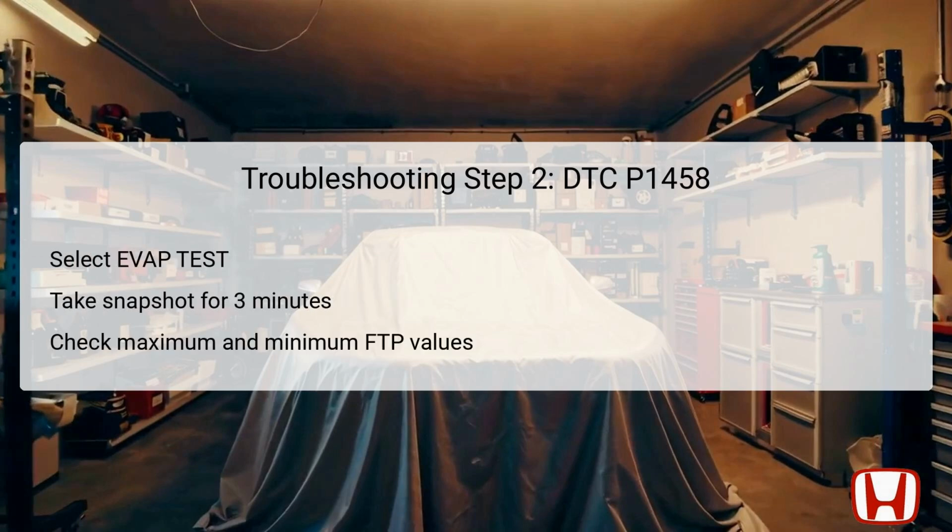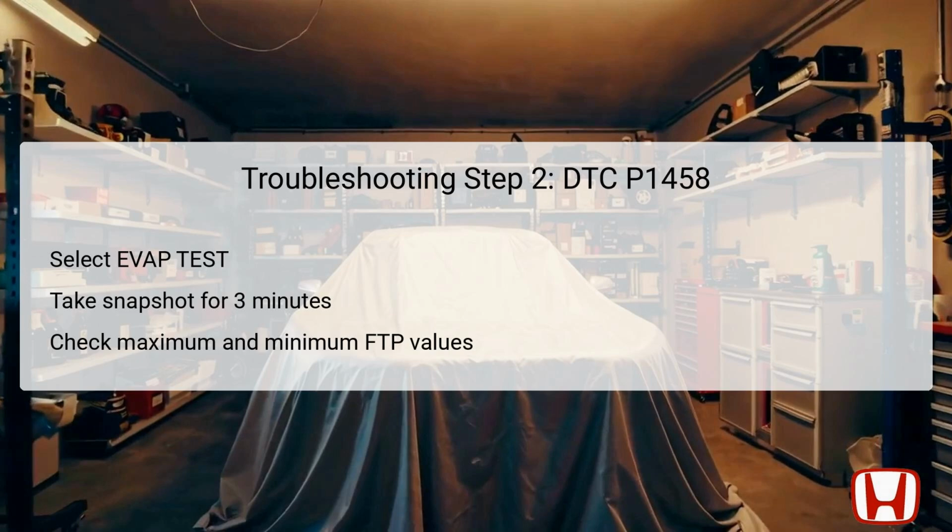In the second troubleshooting step for DTC P1458, the technician will select the EVAP test option from the inspection menu of the HDS. This is critical because it allows the technician to assess the performance of the FTP sensor under controlled conditions.